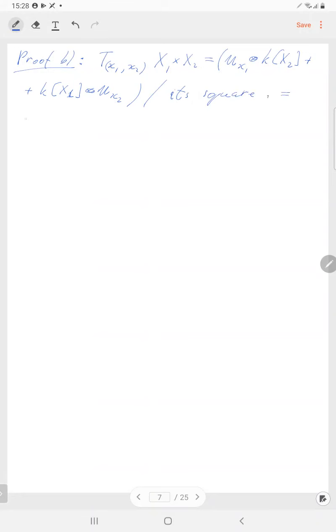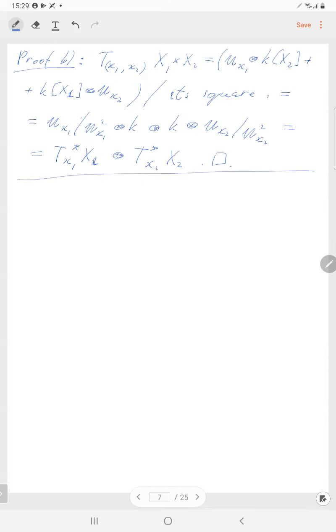Okay, and then you obtain just nx1 modulo nx1 squared tensor k, because that's what remains from the second factor, plus k tensor nx2 modulo nx2 squared, and that's what we want. That's just the cotangent space of the first variety plus the cotangent space of the second variety. There we are. Very good. And now comes the key point.